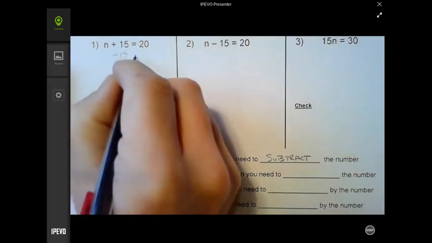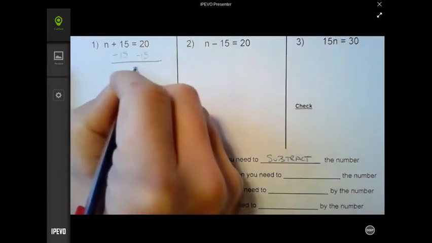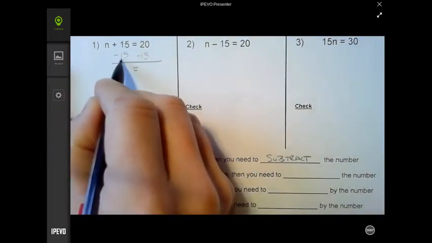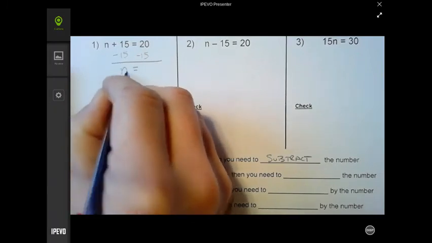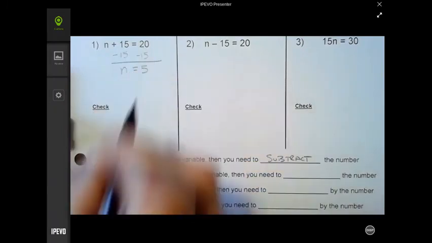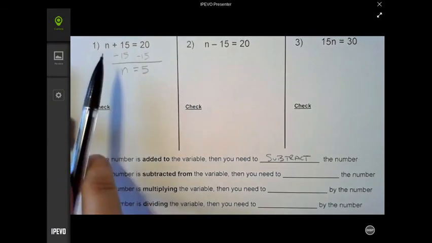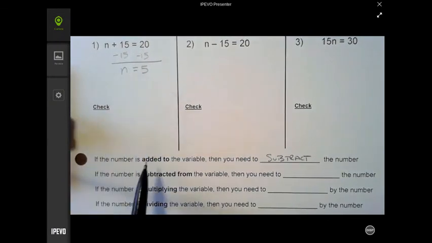And remember, what you do to one side, you do to the other side. 15 minus 15 is 0, leaving us with n on the left. 20 minus 15 is 5. So the answer here for n would be equal to 5. If the number is being added to the variable, then you subtract that number.